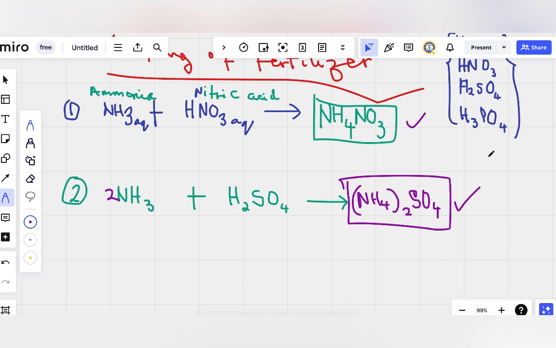Now, besides all this good news, fertilizers have added to yield, because without fertilizer, we would run out of food. We would not be able to produce food that will cater for the whole human race.